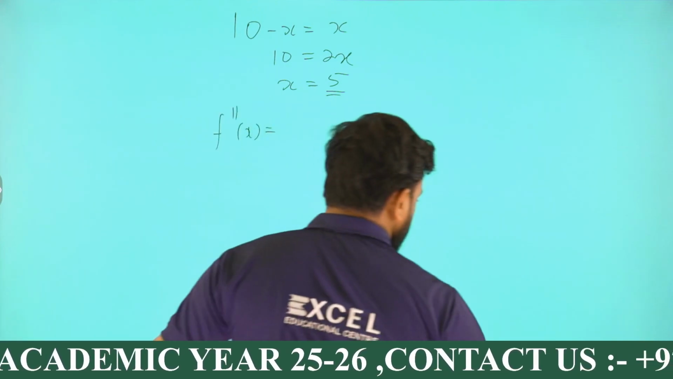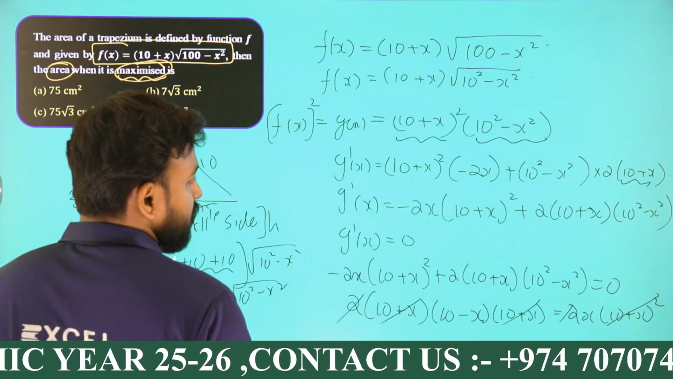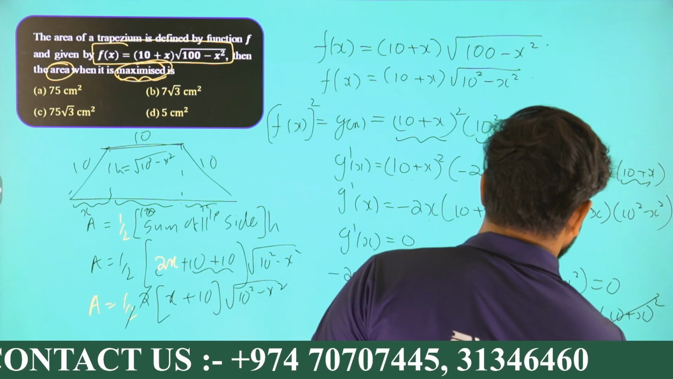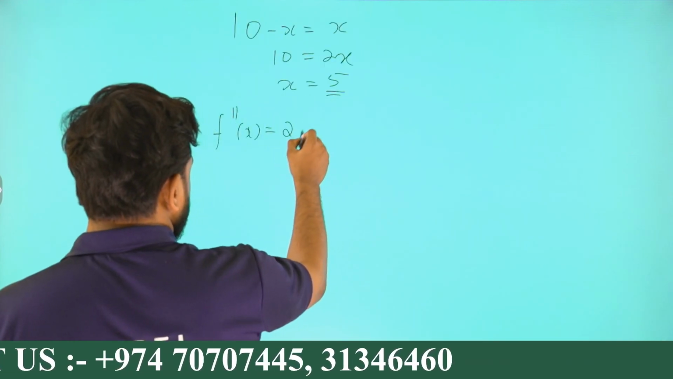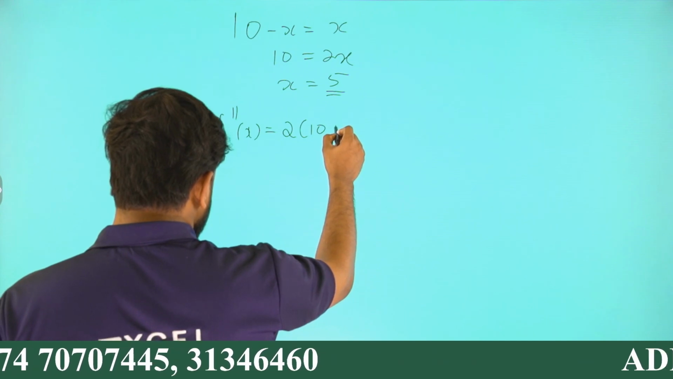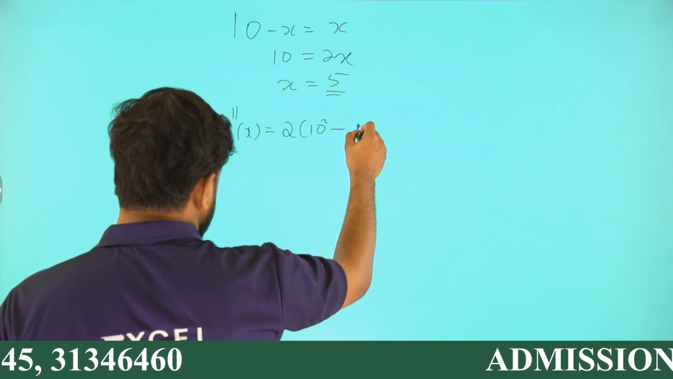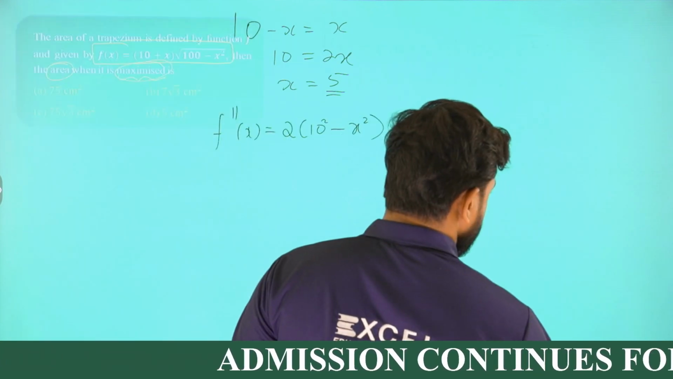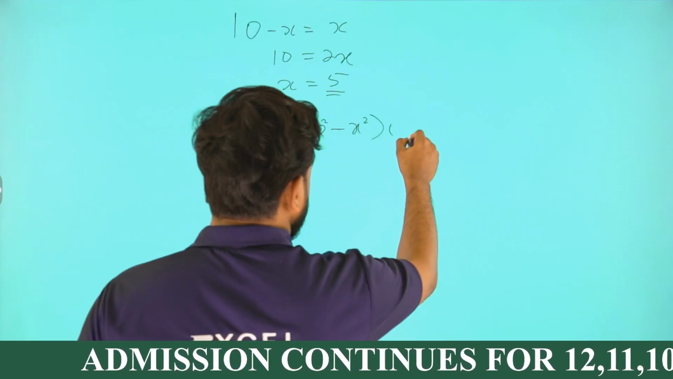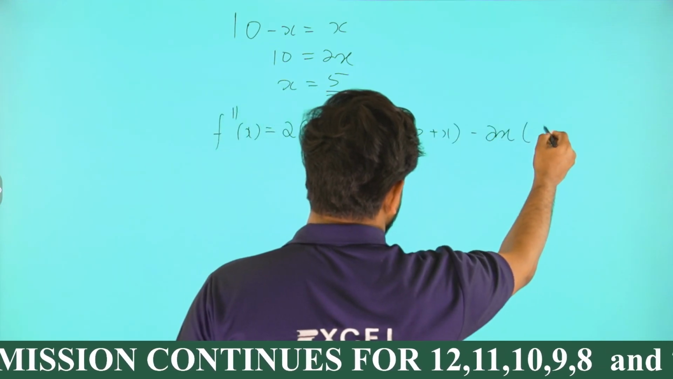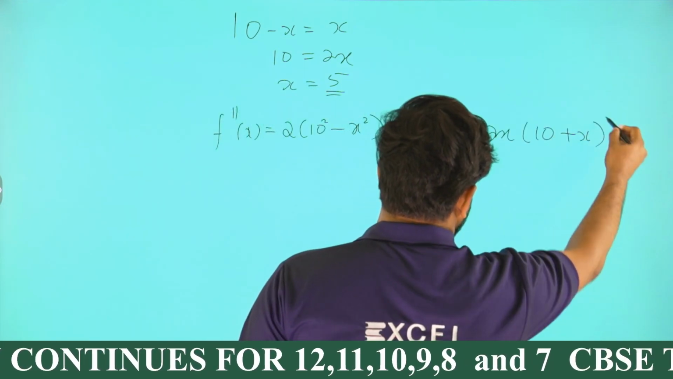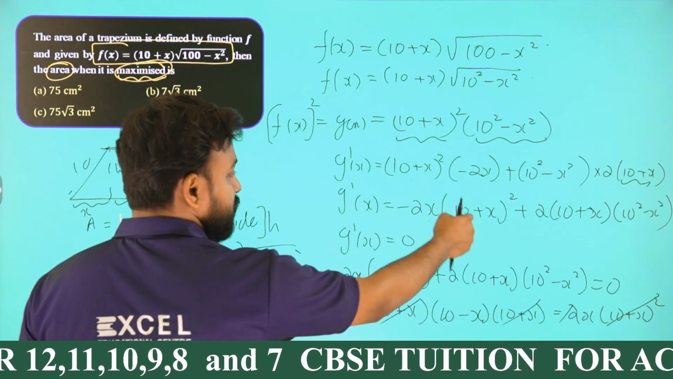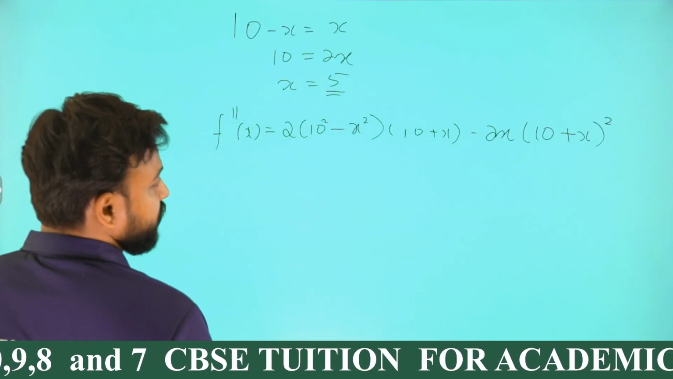So what's the first derivative? First derivative is this one. It's 2 times (10 square minus x square) into (10 plus x) minus 2x into (10 plus x) the whole square. We need to differentiate this again.